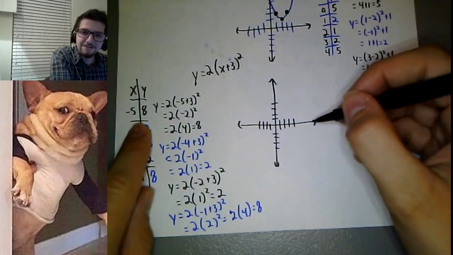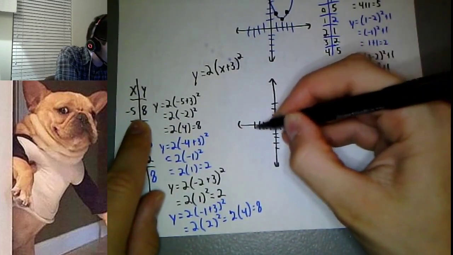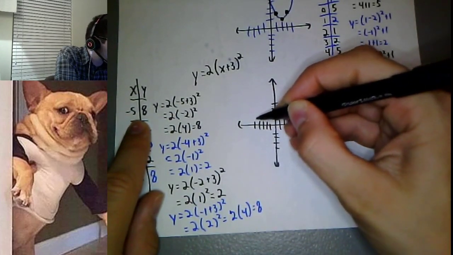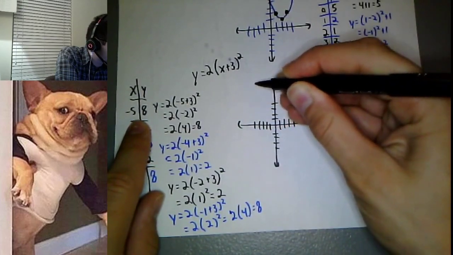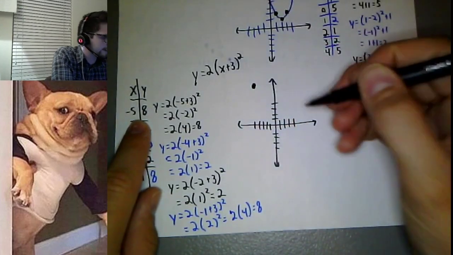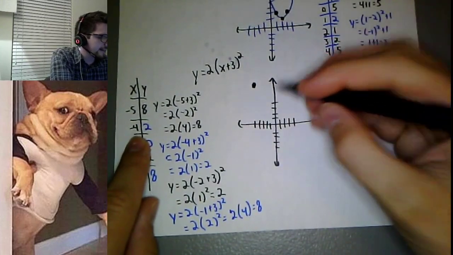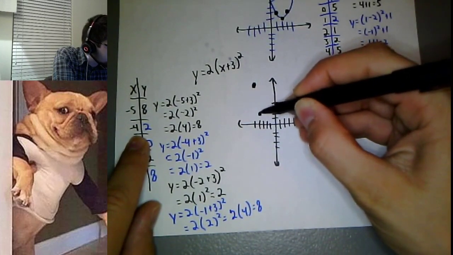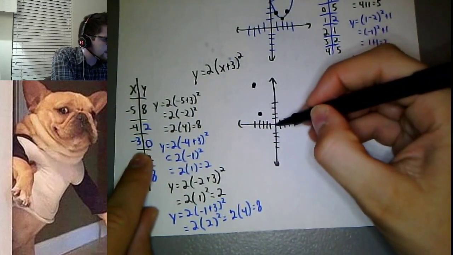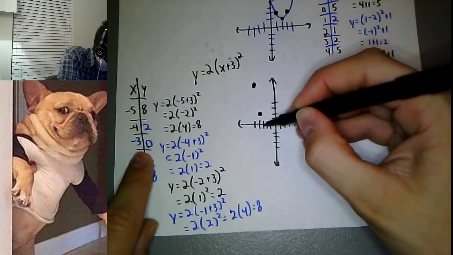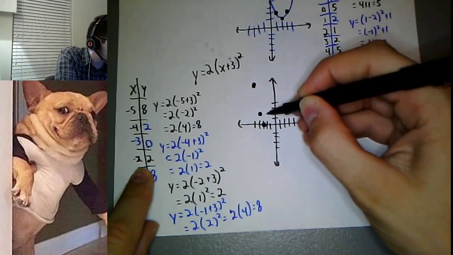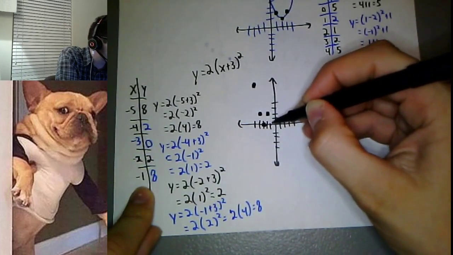So I have left 5, down 8. So 1, 2, 3, 4, 5, and then, oh, I'm sorry, up 8. 1, 2, 3, 4, 5, 6, 7, 8. Somewhere way up here. It's fine. Next, I have left 4, up 2. 1, 2, 3, 4, up 2. Next, I have left 3, 0. Then I have left 2, up 2. And left 1, up 8.